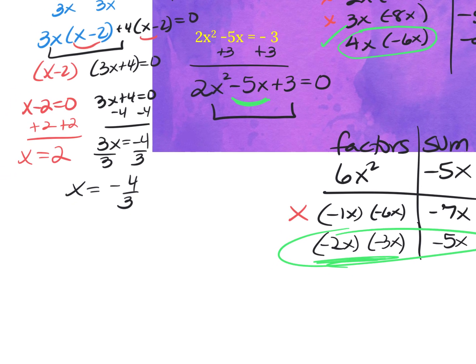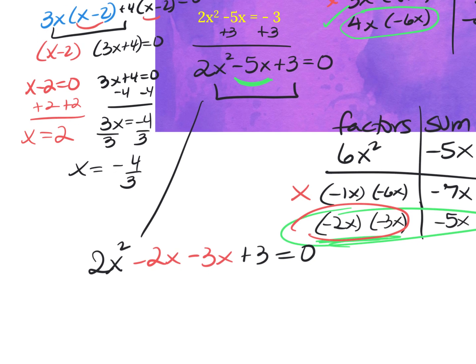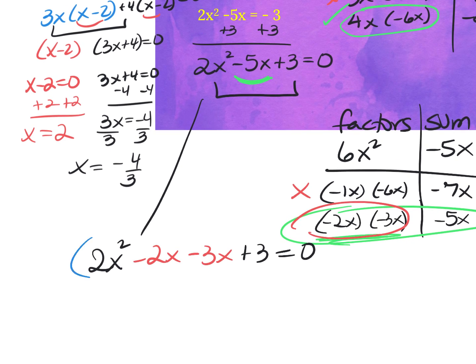So rewrite the first term. I'm replacing the middle with these two, so the negative 2x and the negative 3x. It doesn't matter the order that you place them. You'll get the same answer either way. And now I'll make my groups.